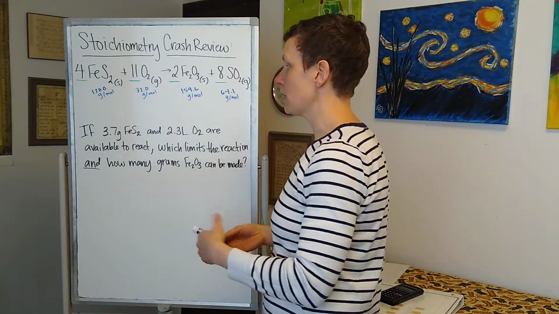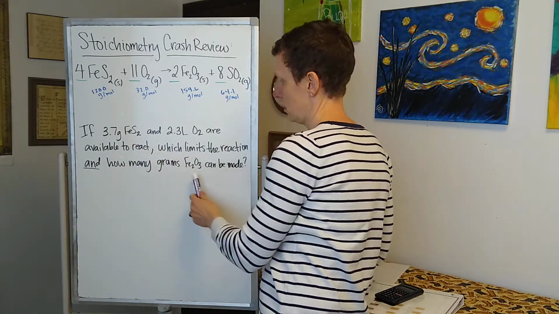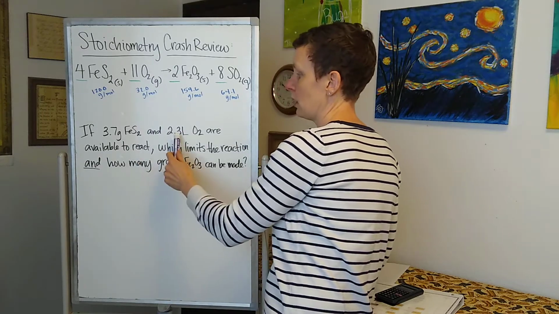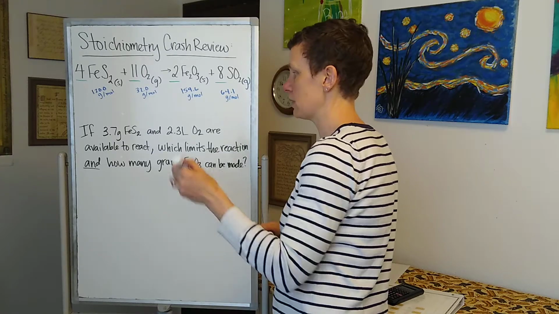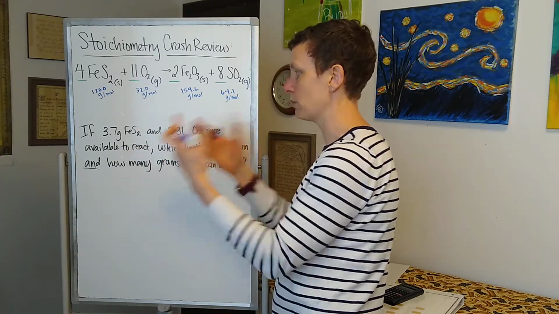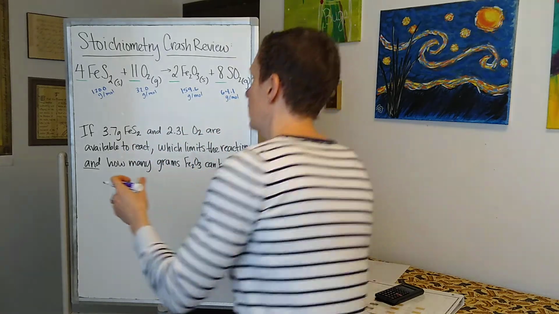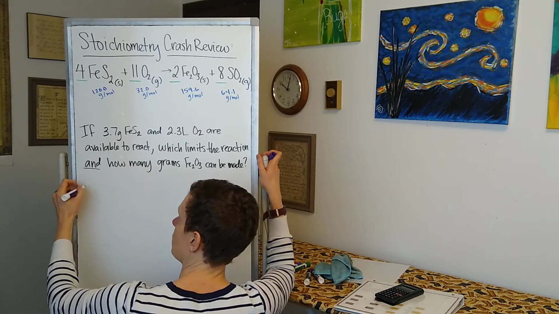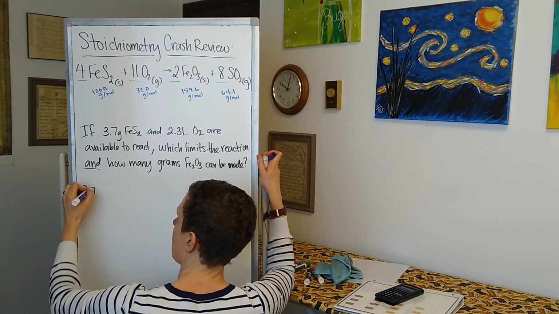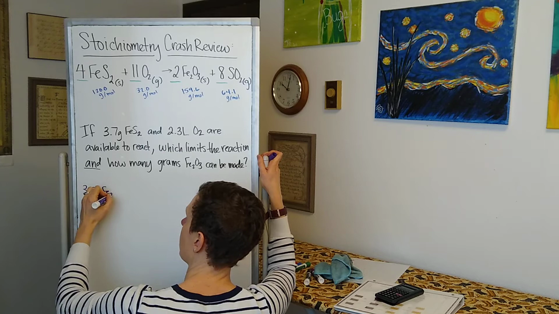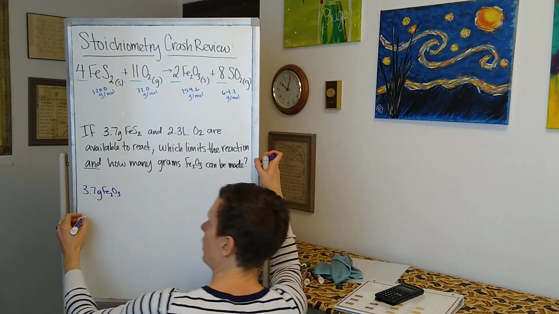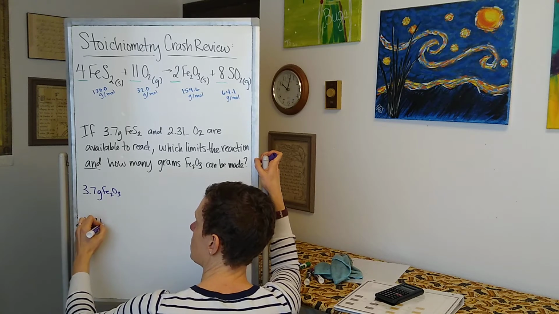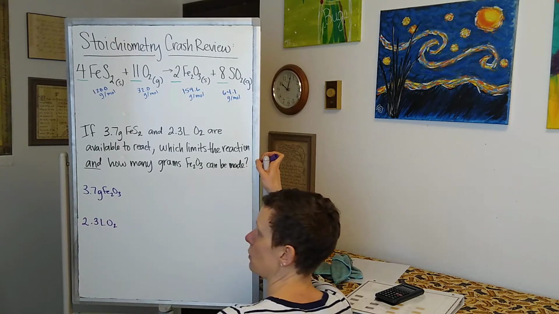So 2 problems. This one is grams to grams, okay? This one is a volume at STP to grams. So two different methods, but then we'll compare our answers at the end, okay? So start with what we're given. I'm going to do 2 calculations. This one is 3.7 grams of FeS2. That's one of my givens. My other given is 2.3 liters of oxygen. So those are my 2 starting points.